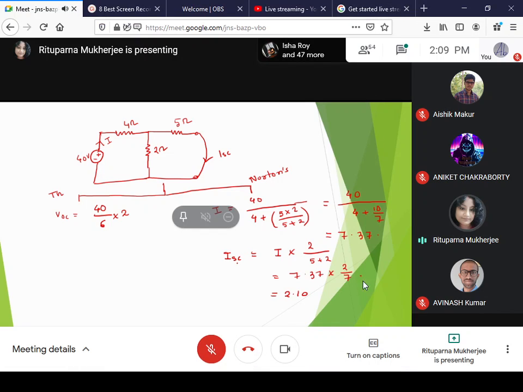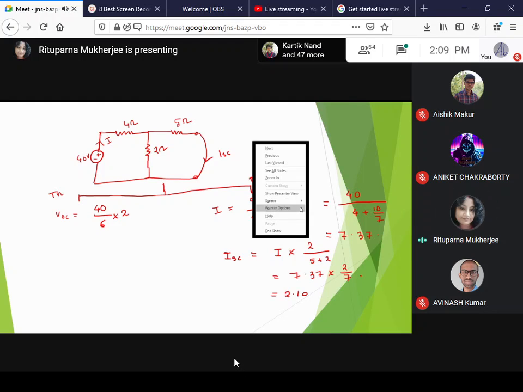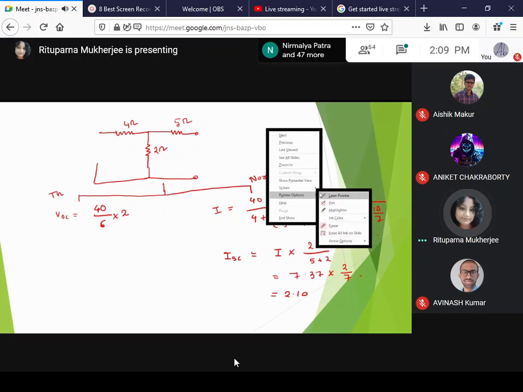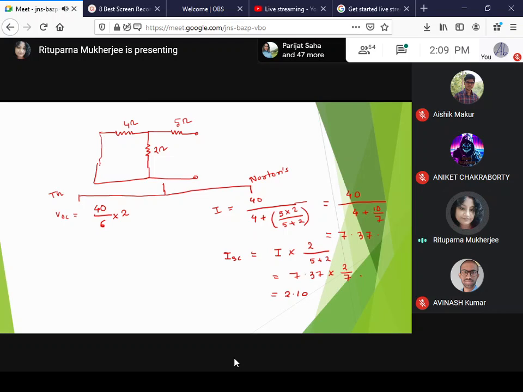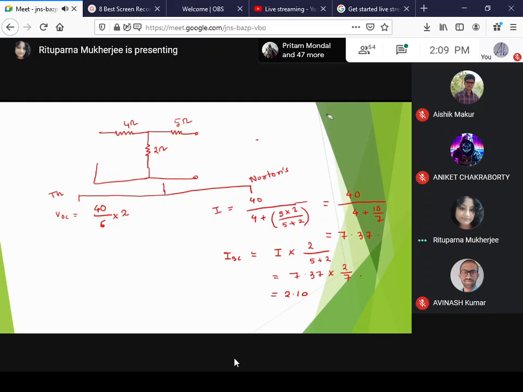Okay. Now you got the value of ISC. Now what is the value of RTH? In both cases RTH should be the same. So I'm removing this and this, and for the voltage source, I just short the circuit. I'm shorting the circuit and calculating from this side. This is Rint. What is the value of Rint here? Rint and RTH are both equal. I'm calculating from this side.